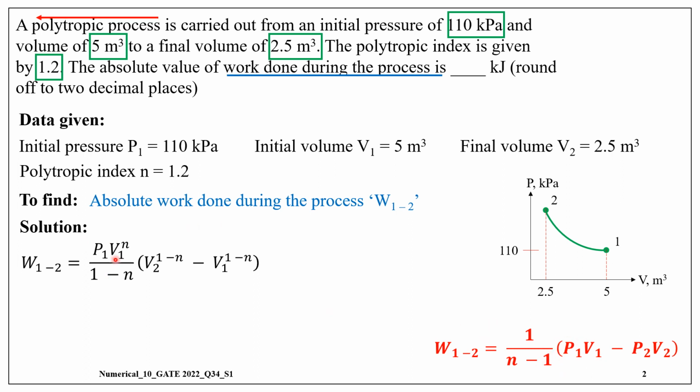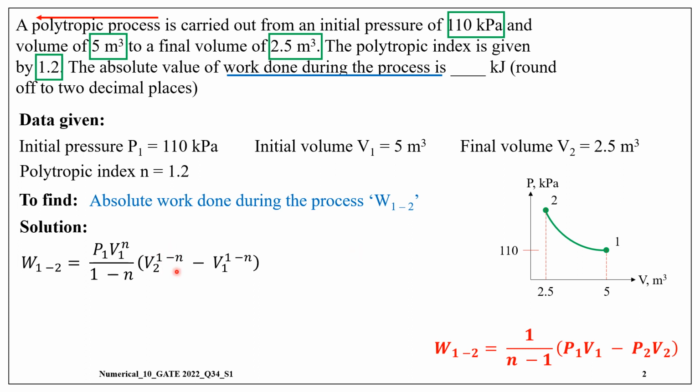But we use this equation because if you look at the data given, values of V2, V1 and P1 are given, but not the value of P2. So P2 is not given. And in this equation, no P2 is involved. That's why this is chosen. Alternatively, we can solve using this formula. In that case, first we need to find out what is P2 using the relation P1 V1^1.2 is equal to P2 V2^1.2.